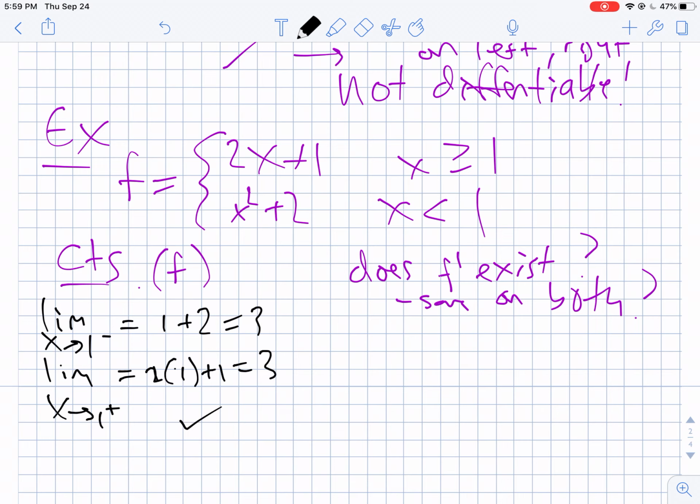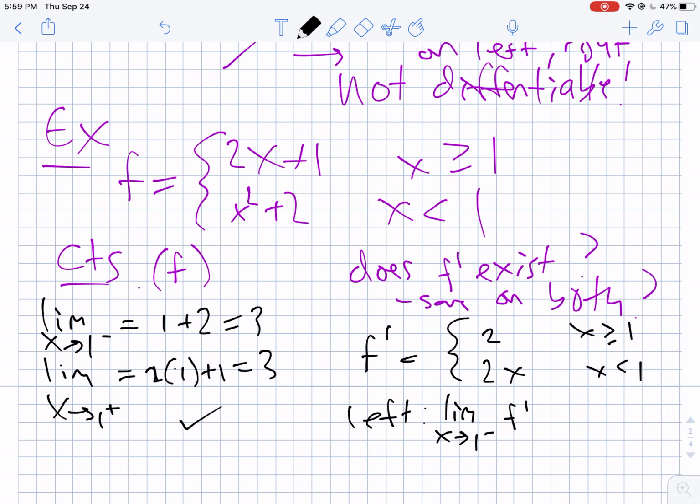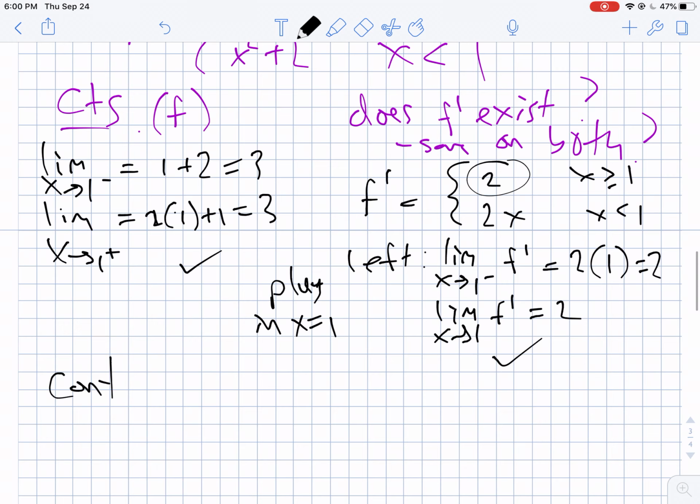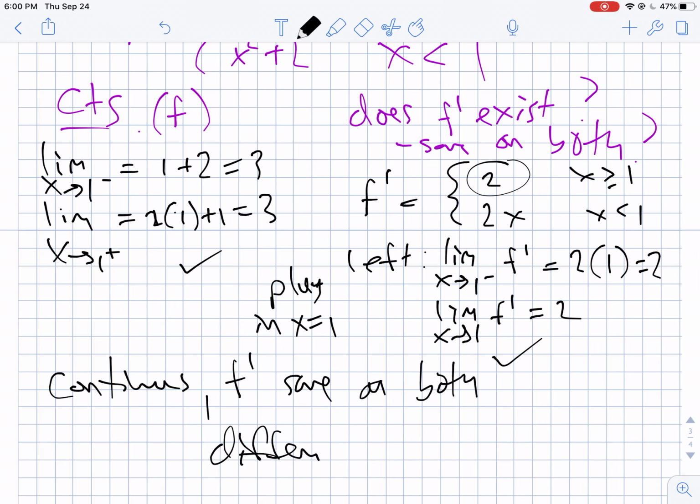And let's take a look at the derivative, though. My f prime here is equal to 2 and then 2x for my values here. So if I take a limit as x goes to 1 from the negative side of my derivative, that's 2 times 1. Again, I'm just plugging in the x equals 1 value to both sides. So there I get 2. If I take a limit from the right side here, that is obviously equal to 2 because that's just this case. Okay, great. So in this case, because this is continuous and because f prime is the same on both sides, that's a clear indication that this is indeed a differentiable function.